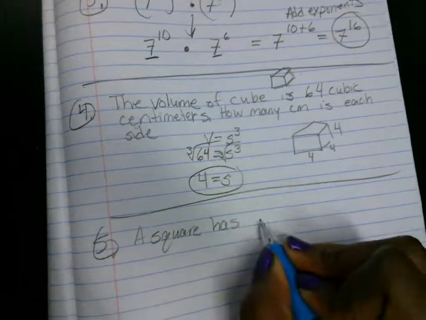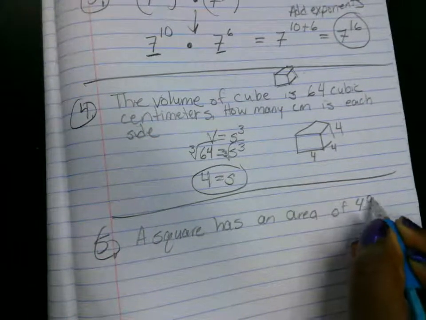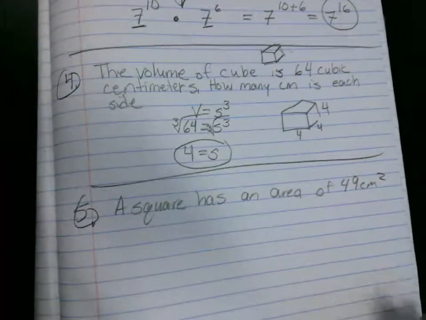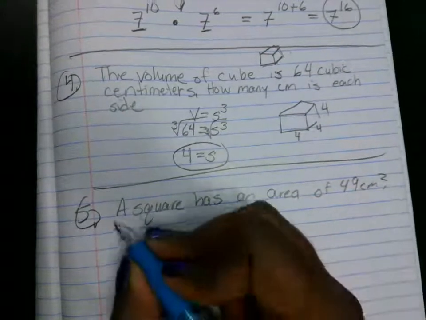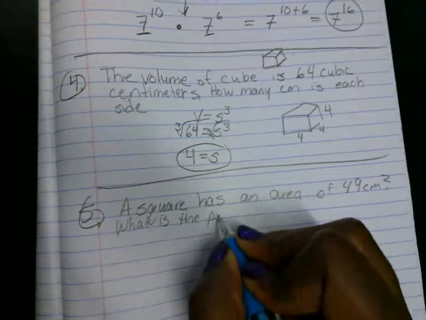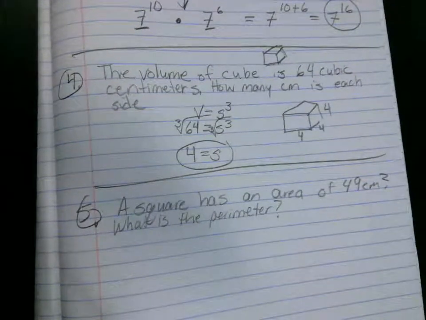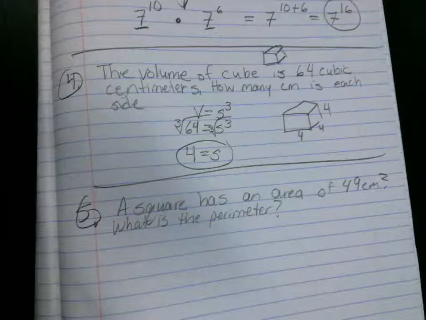A square has an area of 49 centimeters squared. That's the area. From this, they want to know what is the perimeter. Let's see if you can figure that out on your own. I'm going to pause for the cause, see if you can figure that out on your own. Remember, I am going to allow you to use your notes for your test tomorrow, so please take good notes, okay?